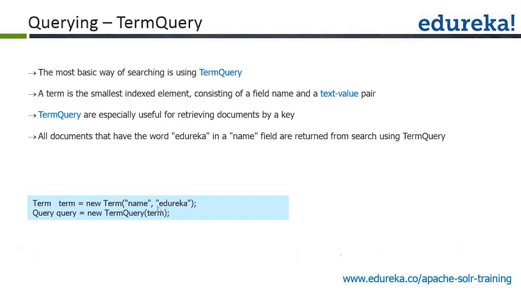For example, edu will be one token, dur will be one token, ure will be one token, rek will be one token, eka will be one token. That is how the n-gram tokens will be split, and then you can search the embedded words from the actual tokens you had in the index.